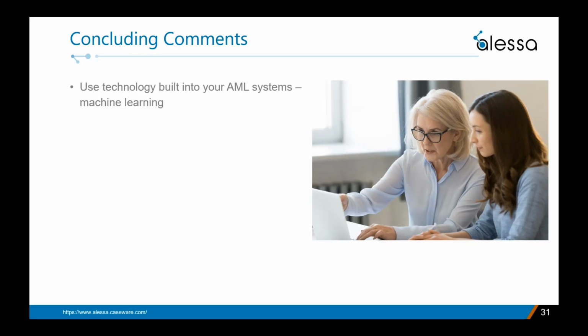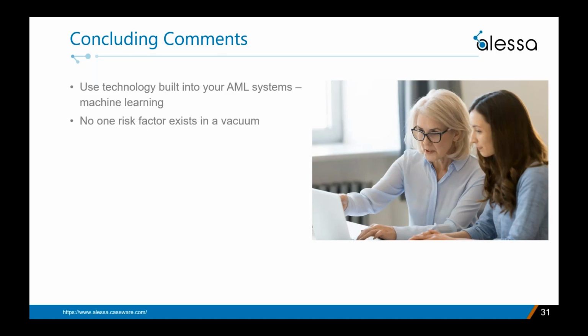It's important to use and, if necessary, enhance your AML technology. A good AML monitoring system should be able to incorporate machine learning so it knows when something changes and either alerts you or updates the risk score automatically and alerts you.